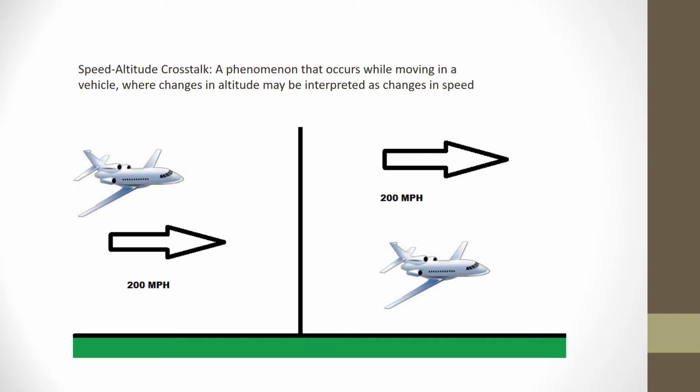In the illustration here, we can see two planes. One is higher in the air than the other, however they are both moving at 200 miles per hour. The pilot in the plane with a higher altitude may believe he is actually going slower than the one closer to the ground, because the higher we are off the ground, the slower we feel as though we are going.